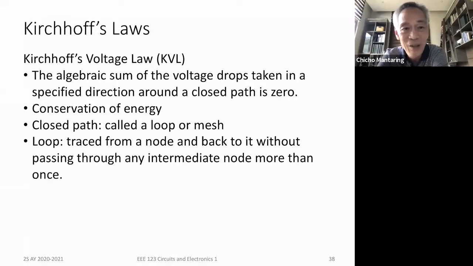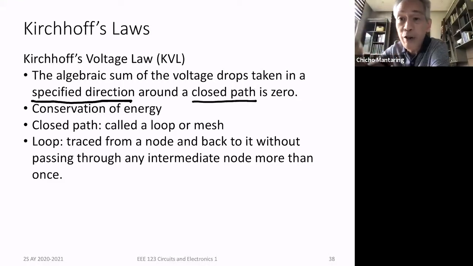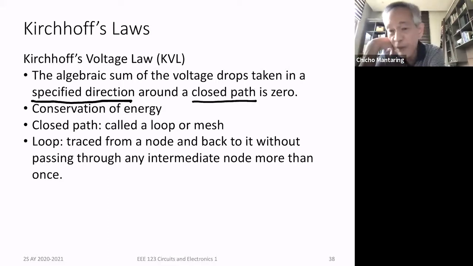Okay. So Kirchhoff's voltage law, the algebraic sum of the voltage drops taken in a specified direction around a closed path is 0. So there are two key terms here: specified direction, and it has to be around a closed path. And this is because of the law of conservation of energy. Remember, voltage is work done. So when you start at one point and you end at the same point, the total work done should be 0. And therefore, the potential differences all along the path, if you add them all up, should be 0. So this is part of the law of conservation of energy.